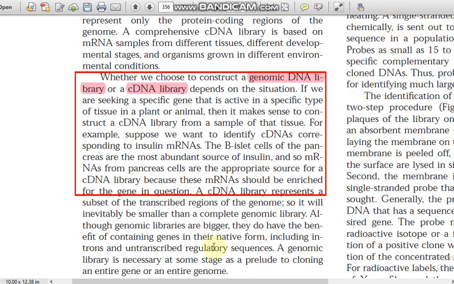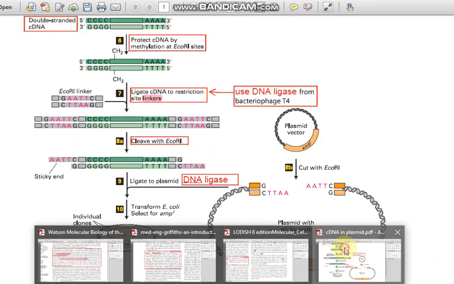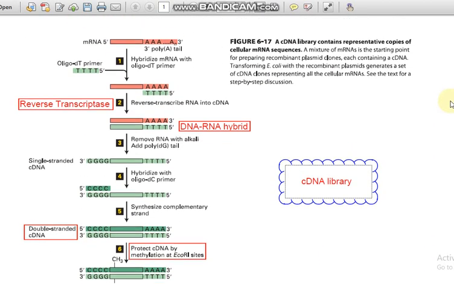So friends, this is all about complementary DNA library synthesis.